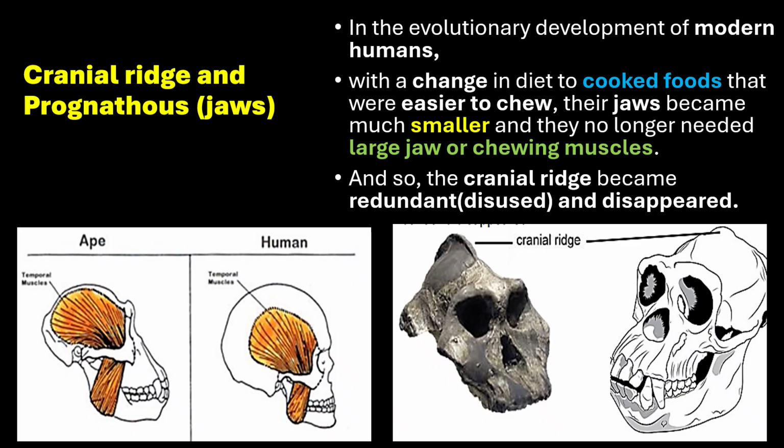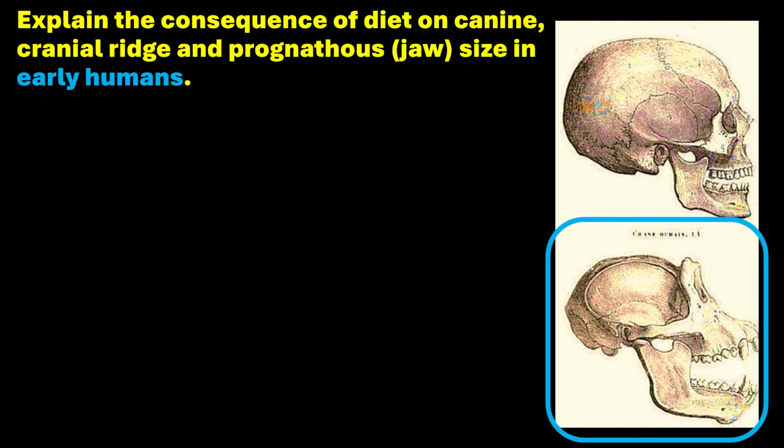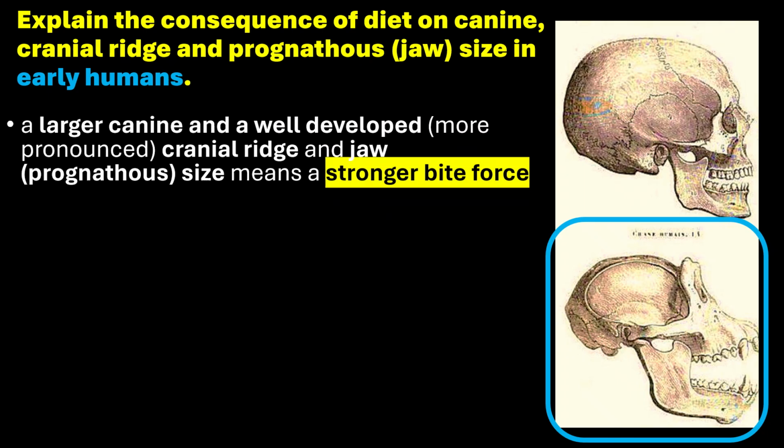Let's move on to another structure. So we go on to this. Explain the consequence of diet on canine, cranial ridge, and prognathous size in modern humans. So we are going to focus on early humans. Early humans represent apes, the early apes, chimpanzees, and the other early hominids. So here is the explanation.